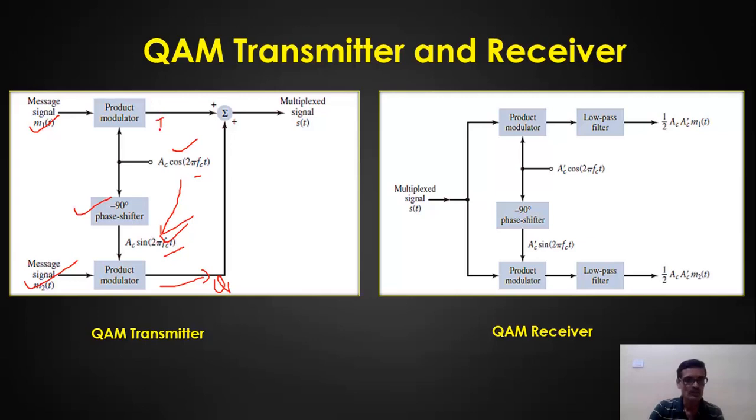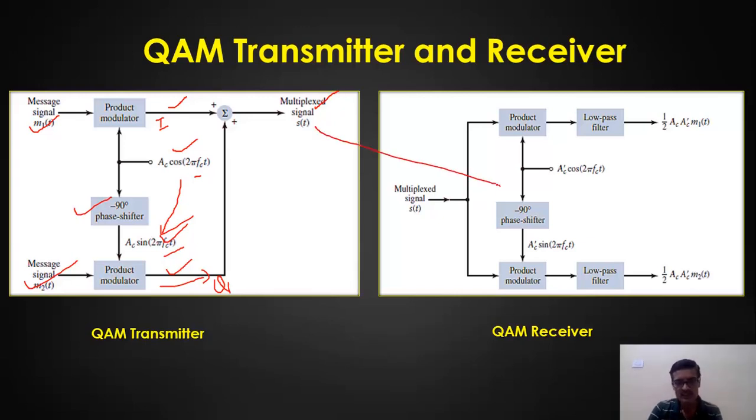Since I'm using a multiplier here, a product modulator, I'm multiplying M1 of t with the carrier. As you know, when you multiply two signals, the output is always a double sideband suppressed carrier signal. So we get a double sideband suppressed carrier signal here, and in the Q channel also I get a double sideband suppressed carrier signal. Now both are added together and we get a multiplexed signal called S of t.